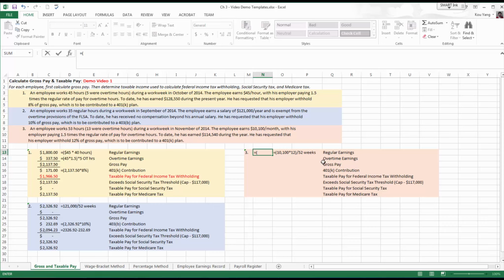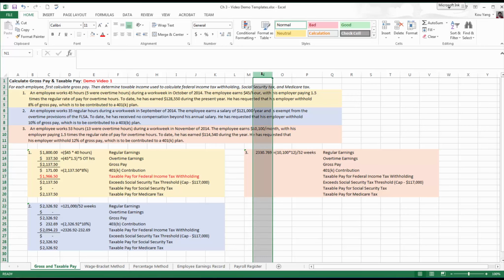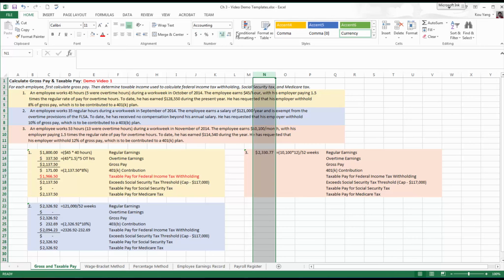So let's go ahead and enter this formula in here. Basically his regular earnings is $2,330.77.